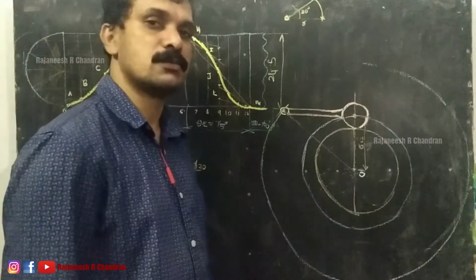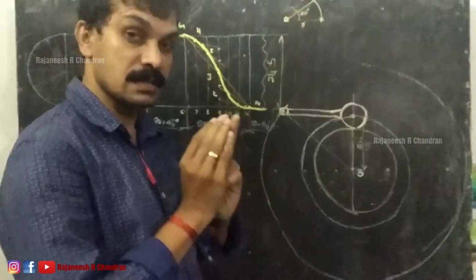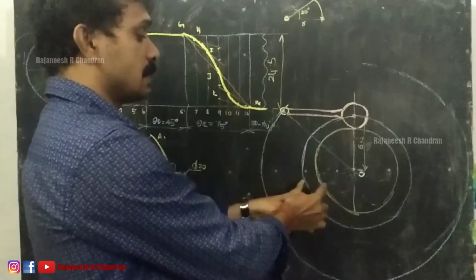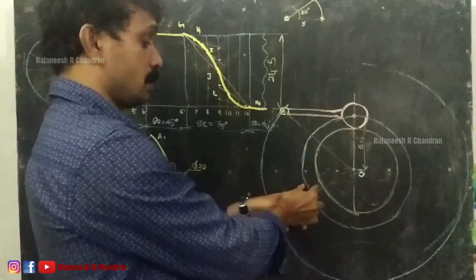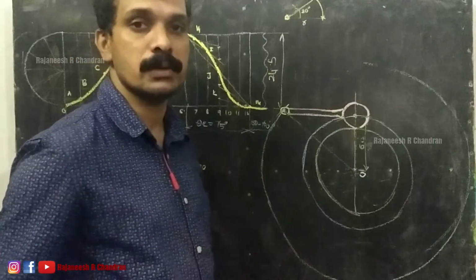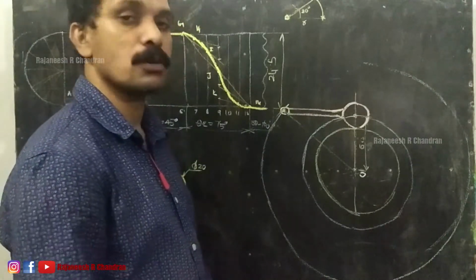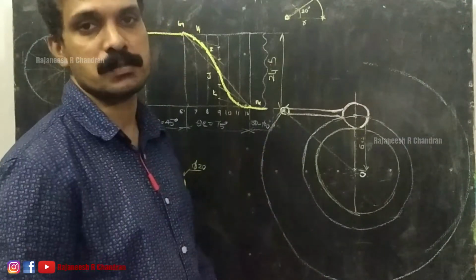So for an oscillating follower, 3 circles are needed. One is the base circle, then the prime circle, and the third one is the pivot circle. So I think all of you have understood this much of the steps.